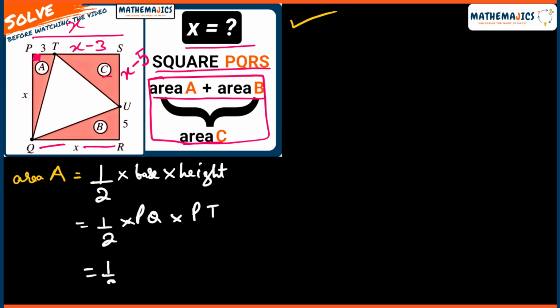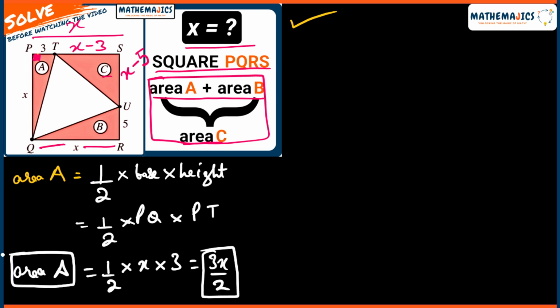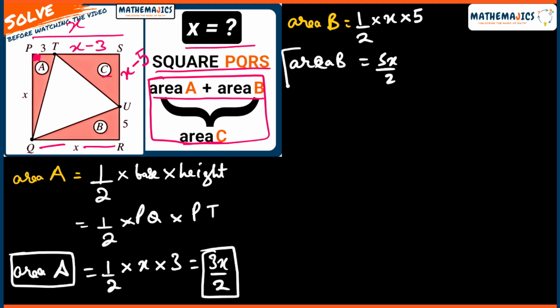So this will turn out to be half times PQ, which is x, times PT. PT is 3. That means we will have 3x by 2. So the area of A is 3x by 2. Similarly, we will find the area of B. Half times base times height, correct? In this case, base will be x again, height will be 5. That means the area of B will be 5x by 2.